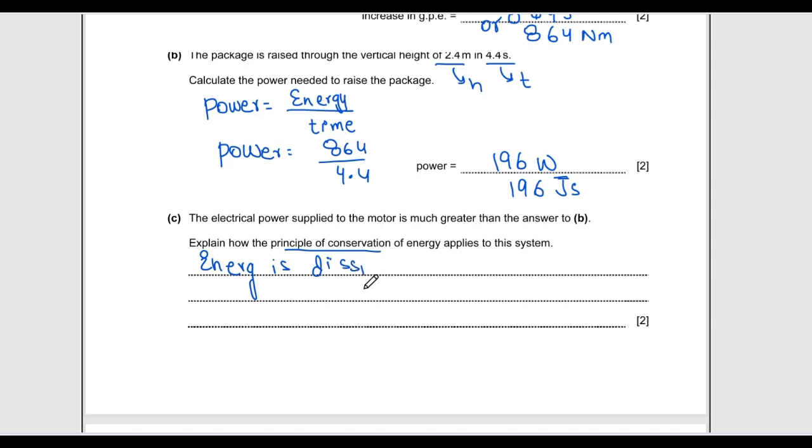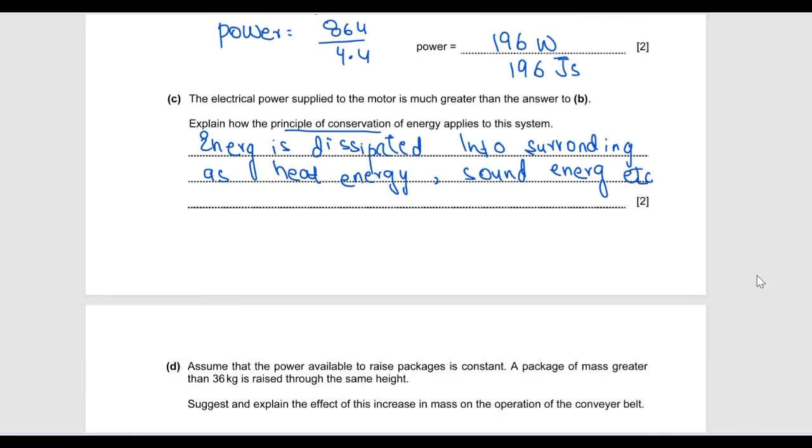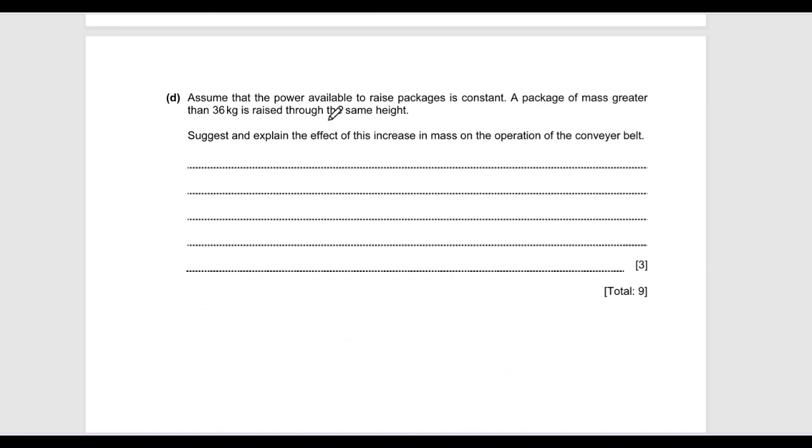So the answer is energy is dissipated into the surroundings in form of many other energy. We can say heat energy, we can say sound energy, we can say this is dissipated by friction. That also means it is dissipated in form of heat energy. So I'm just writing heat and sound, and if energy gets dissipated, it will also reduce the power. So this is the answer. Energy is dissipated into surroundings.